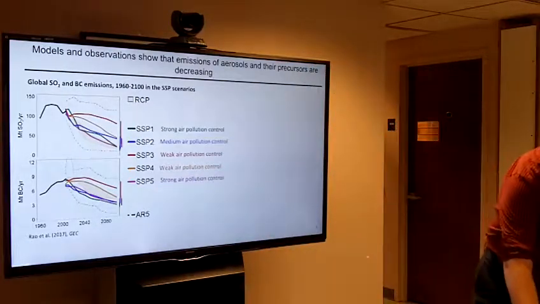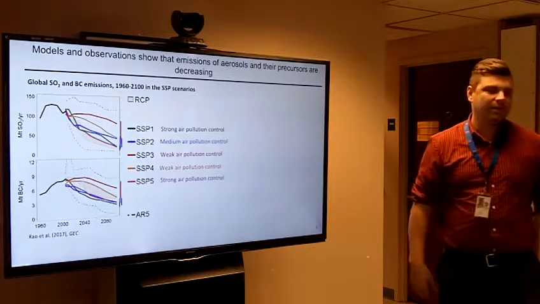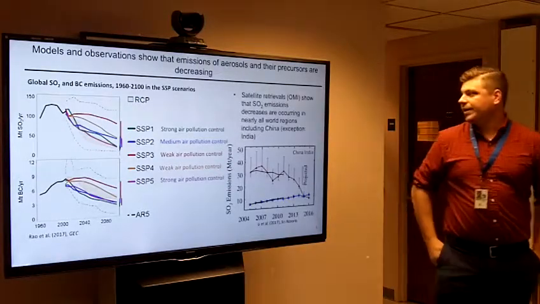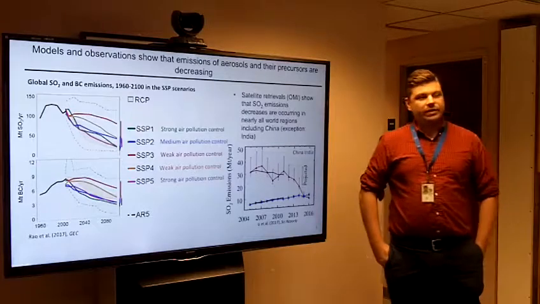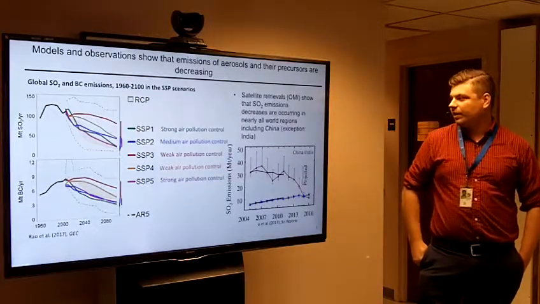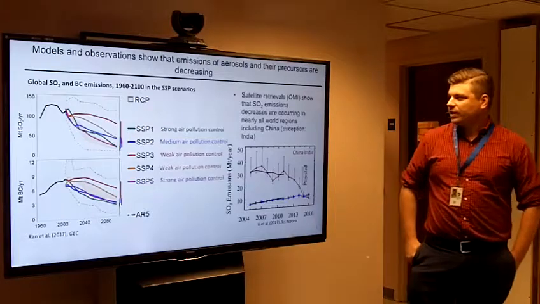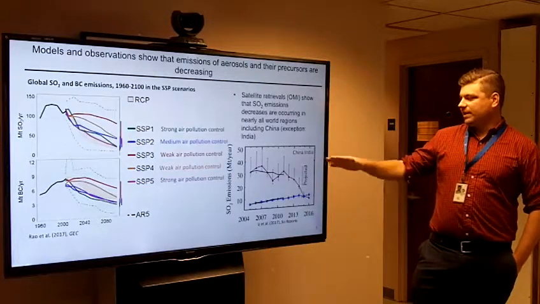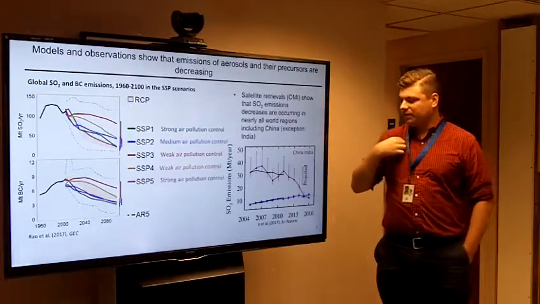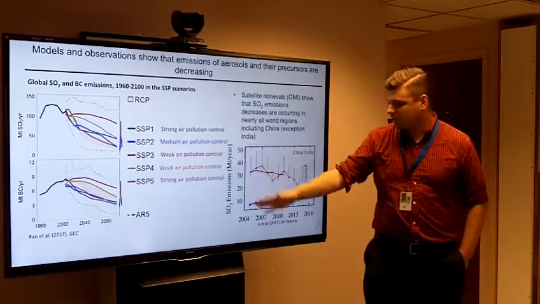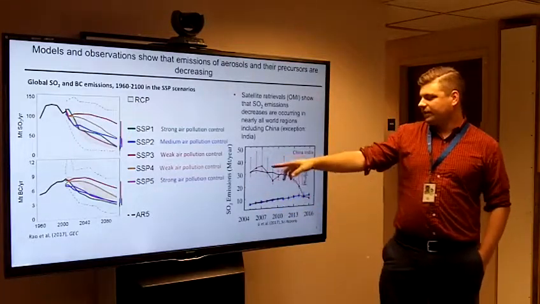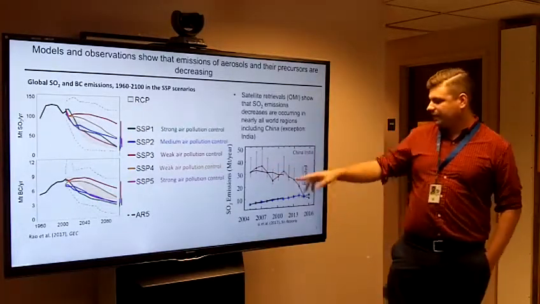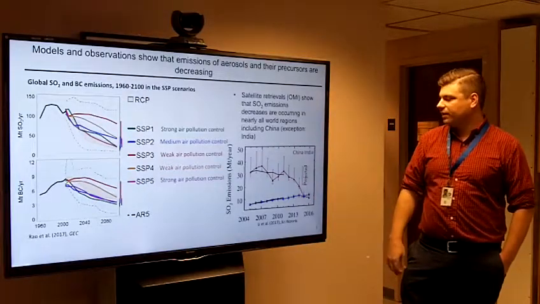So we're expecting that aerosols are going to decrease. We've seen it in the observations already in a lot of places, which is what I'm showing here. So satellite retrievals from OMI are showing now that SO2 emission decreases are occurring in pretty much all world regions, including China. And so we've known for a while that SO2 emissions peaked in the US decades ago. But it seems like in China now we have some evidence of SO2 reductions. This is SO2 emission over time. Red is China. You can see there is kind of this slow, but over the last couple of decades, kind of a rapid decrease in the SO2 emissions.